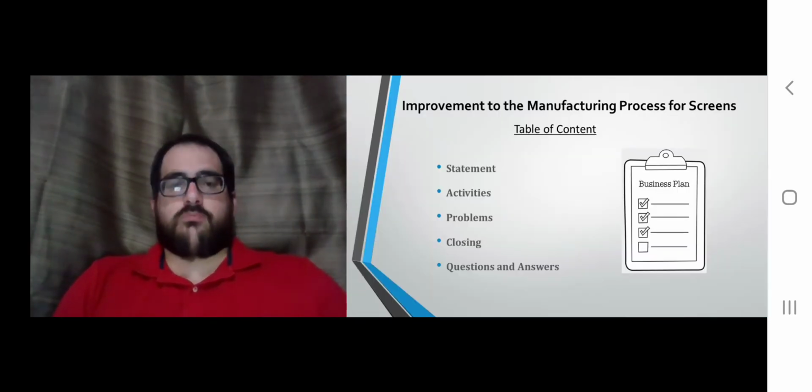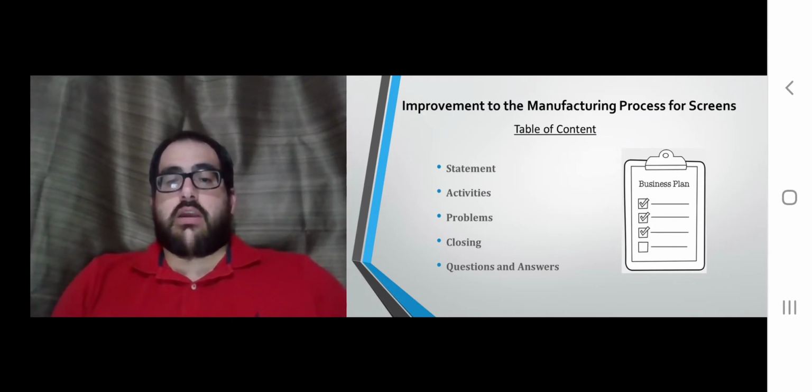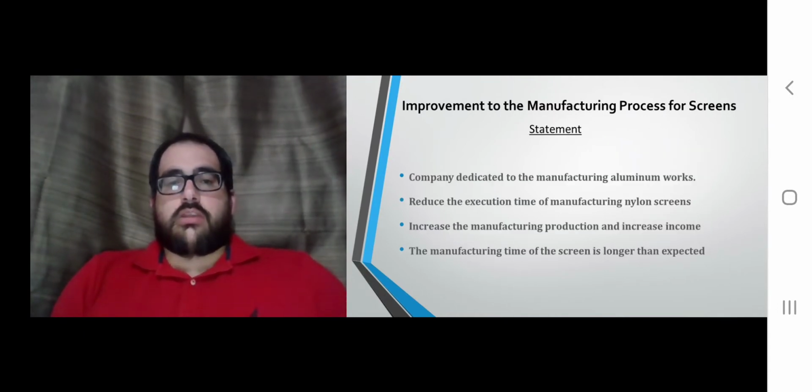process for screens. In this presentation, these are the following subjects we will be covering: a problem statement, the activities, problems we've encountered during the execution, a closing statement, and a questions and answer session to address any concerns you may have. This company is located in Puerto Rico and is dedicated to the manufacturing of aluminum works.